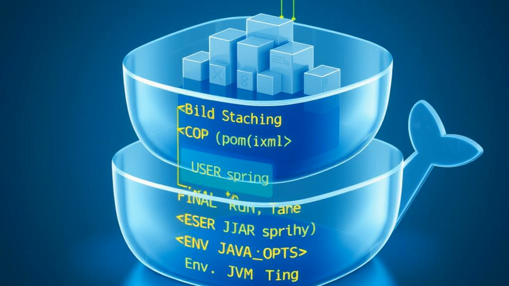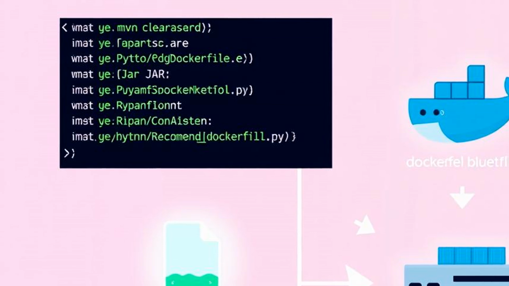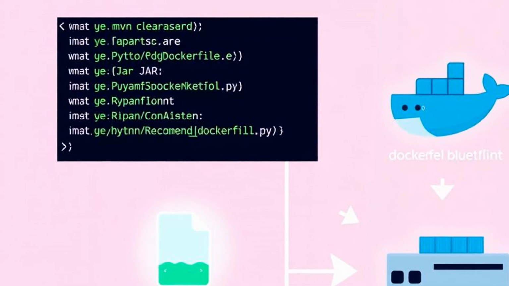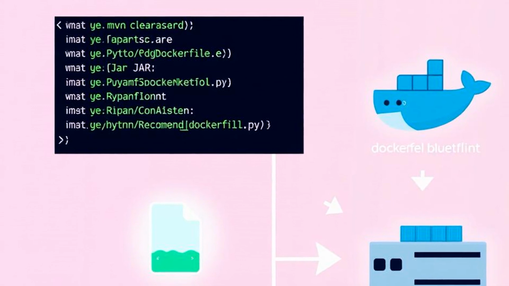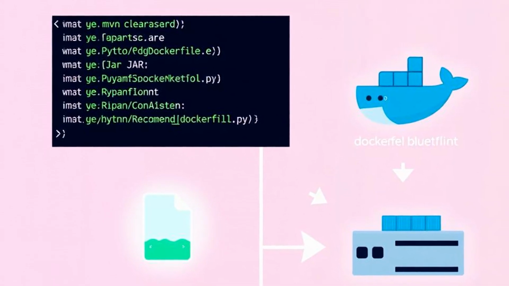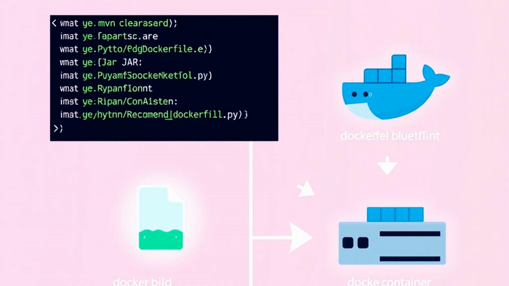Secondly, intelligent layer caching is implemented by copying the pom.xml file before the source code, allowing Maven dependencies to be cached and speeding up subsequent builds. Thirdly, a non-root user is established, spring user, significantly enhancing container security. Lastly, critical JVM tuning parameters like Xms, Xmx, and UseContainerSupport are set, ensuring optimal resource utilization and graceful error handling within containerized environments. This is the blueprint for efficient, secure Java deployments.